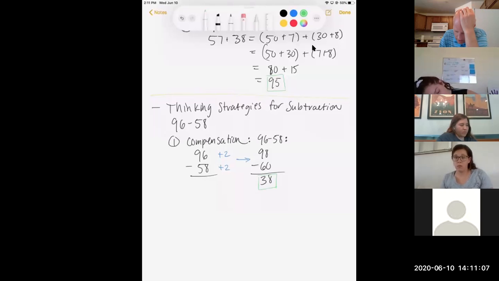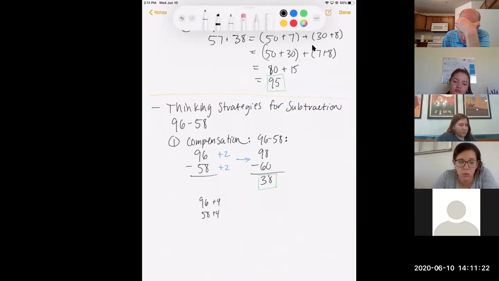Now if I try to compensate with the first number, the minuend, like we did with addition, by adding 4, if I did 96 plus 4 and 58 plus 4, I will get 100 here, but then I still have to subtract 62, which is still regrouping. So with subtraction, just think about changing the subtrahend, the second number, for compensation.